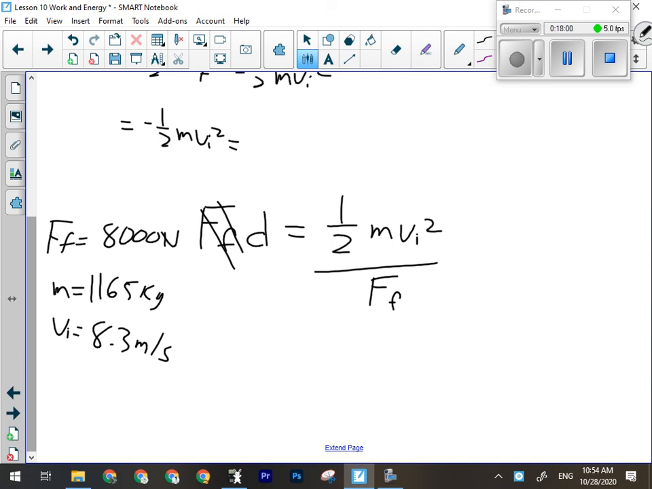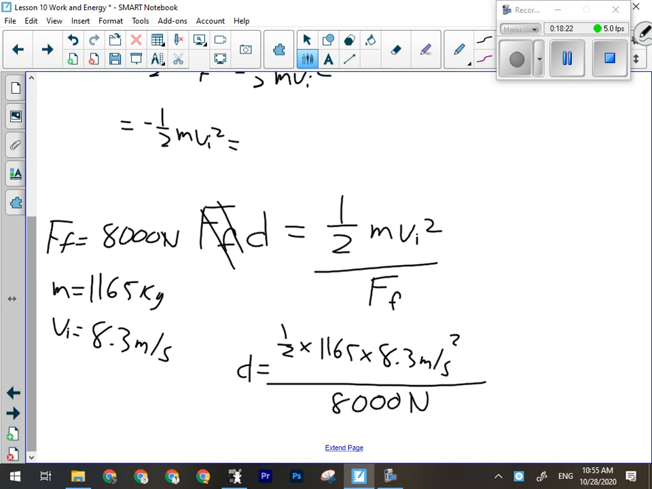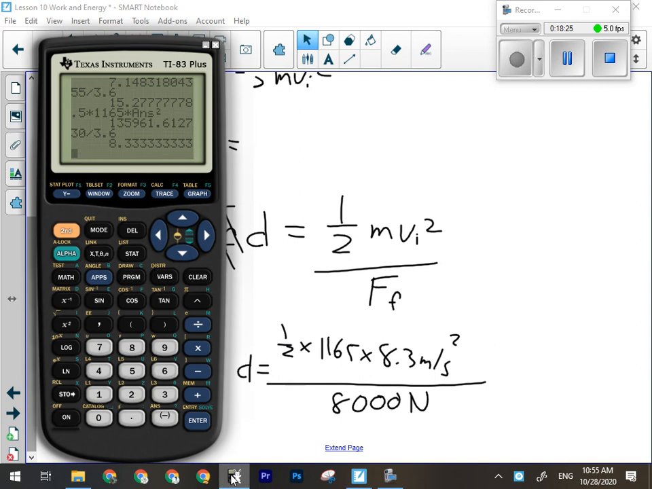All right, so if I want to plug these numbers in and solve for D, for someone going the speed limit through a playground zone or a school zone or a construction zone, it's going to be 1/2 times the mass of the car, 1,165, times 8.3 meters per second, but that's got to be squared in the formula, and then divide that by the force of friction, 8,000 newtons. Okay, so 0.5 times 1,165 times our answer squared, divided by 8,000.